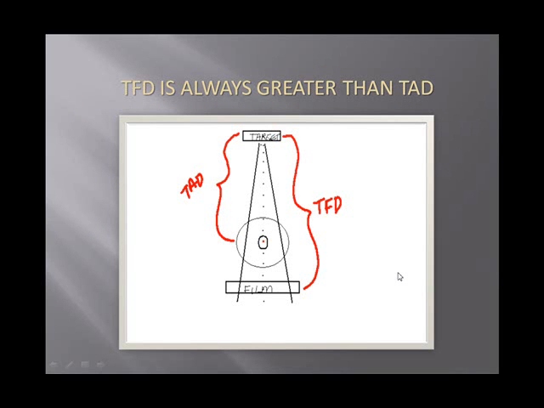I drew a picture here. Don't laugh at my picture. Your target distance is located on the top and the film at the bottom. So if you look at your TFD, obviously that's always going to be larger than your TAD. So any object on the film is going to be larger because of divergence of the X-ray beam.